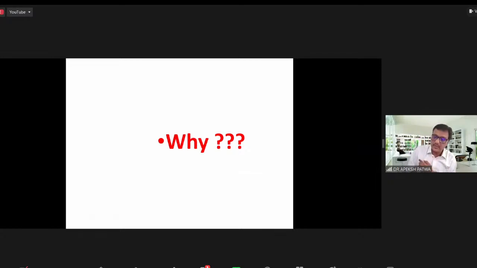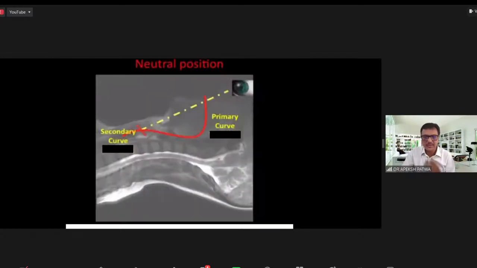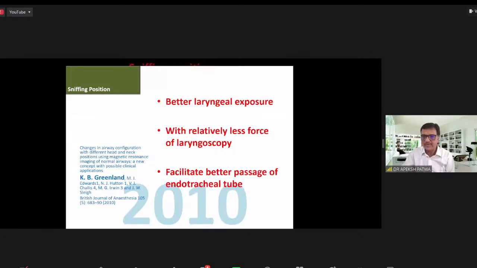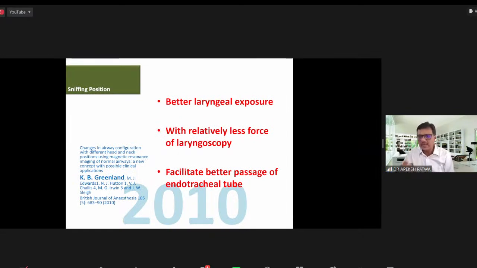This is the reason why sniffing position is to be used for laryngoscopy, not because it aligns the axis or does not align the axis. That concept has been changed. So what happens from neutral to sniffing? The primary tool becomes flattened and decreases the submandibular tissue area between the line of sight and primary tool, and that decreases the force of laryngoscopy. So sniffing position provides better laryngeal exposure with relatively less force compared to other positions and facilitates better passage of the endotracheal tube.